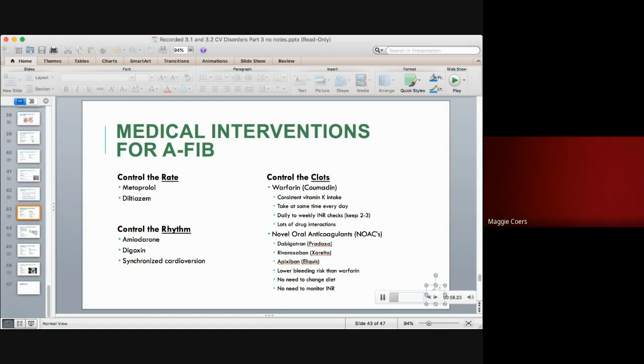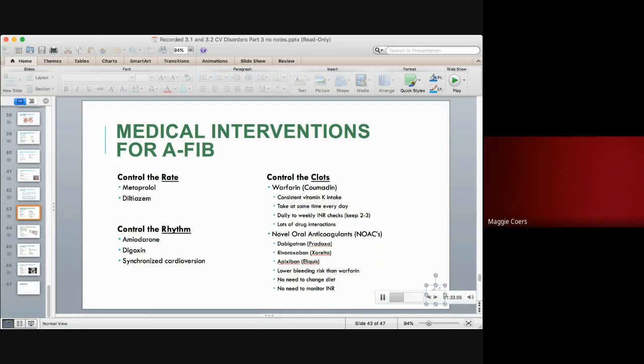Every patient, whether we want to control the rate or their rhythm or both, we need to control for clotting. The worst outcome of atrial fibrillation is a stroke because of the clots. So we want to control the clotting. One thing that we do is we provide warfarin. That's a standard medication that we will see our patients on, warfarin or Coumadin.